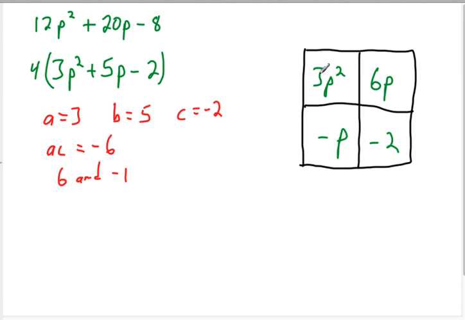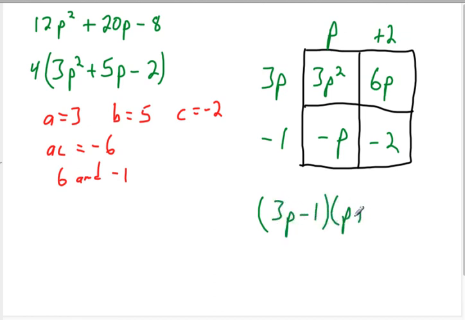Alright, let's deal with the rows first. They both have a 3 and a p. This one, nothing in common except the negative, so I'm going to put negative 1. This column has a p, and this column has a 2. Okay, so we think that the answer is going to be 3p minus 1 times p plus 2. Now notice this 4 needs to be multiplied to everything. So if you just put it out here, that's what it's doing. It's being multiplied to everything.